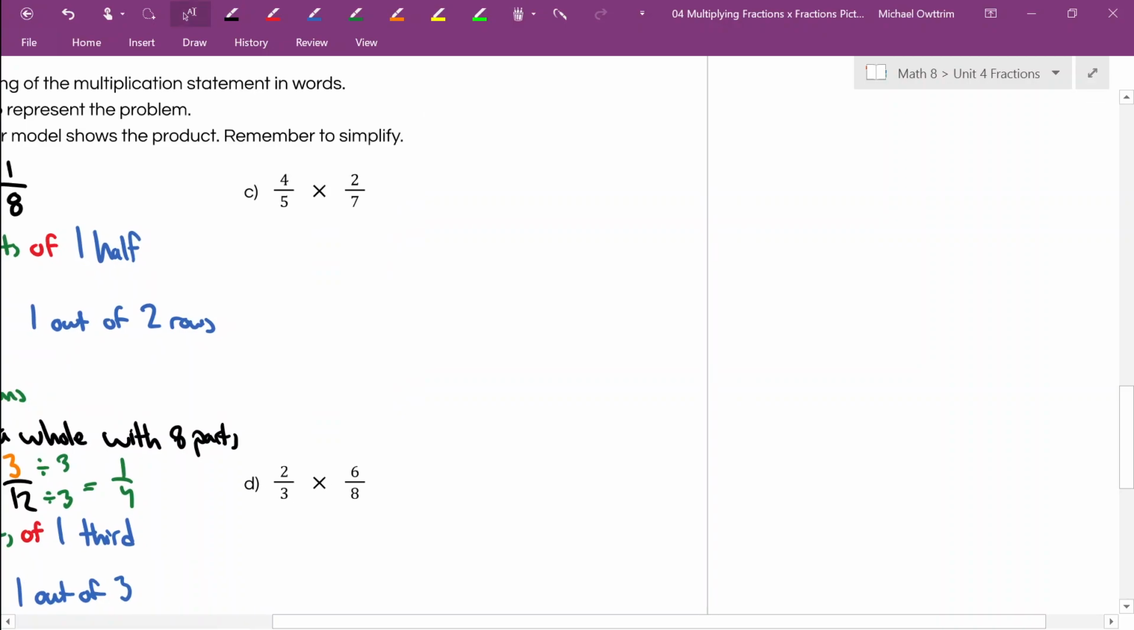Looking at question C, my first fraction is what I'm keeping, so I'm going to keep 4 out of every 5 parts of my 2/7. We'll go ahead and draw our rectangle.